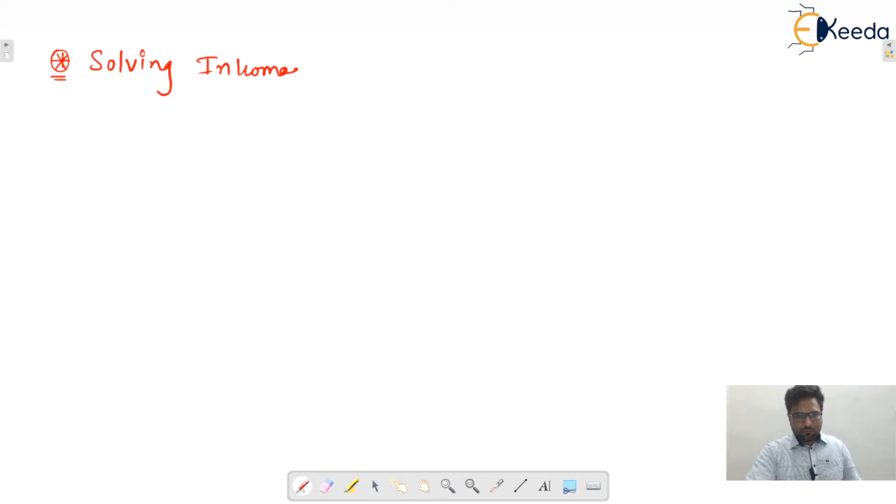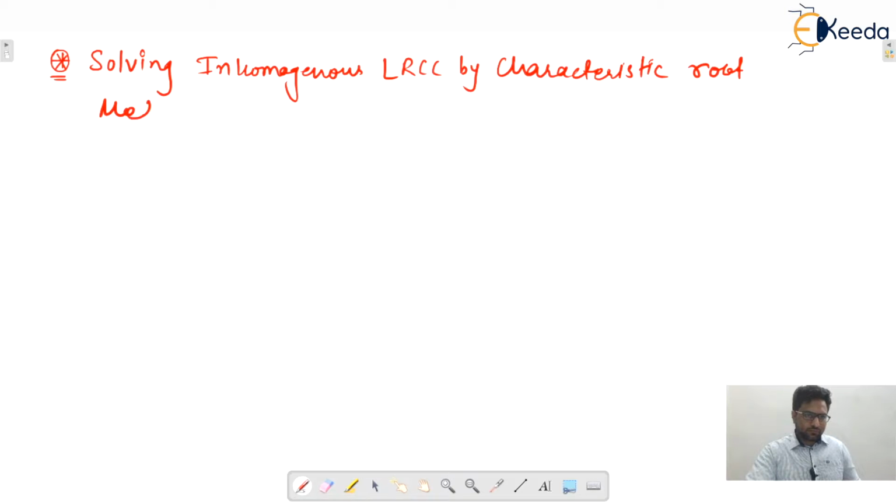Inhomogeneous LRCC by, we can say, the characteristic root method. So here guys, what we'll do is, entirely, the method for solving inhomogeneous LRCC. But before that, let us consider one inhomogeneous LRCC.